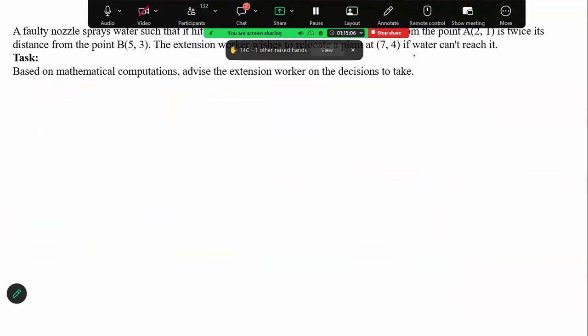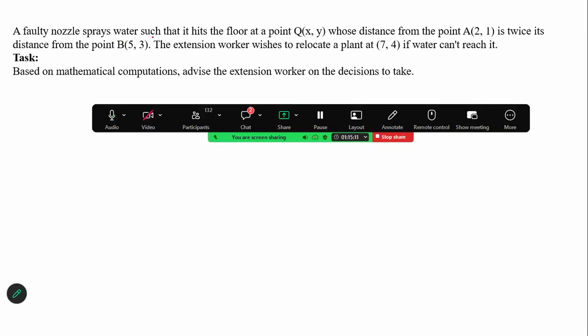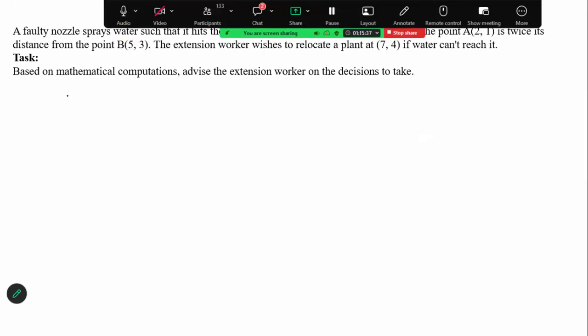And the last part was telling us that a faulty nozzle sprays water such that it hits the floor at a point Q, whose distance from point A is twice its distance from the point B. And then they went on and told that the extension work wishes to reallocate a plant at 7.4. If water can't reach it, now, what are you going to do?